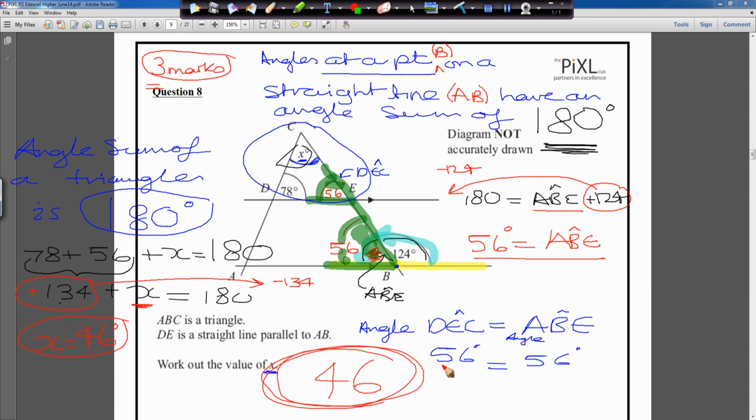Okay, folks, I hope this technique has helped. I know it might sound a bit long-winded, only for 3 marks, but this is what the examiner wants to see. Give the examiner what they want.